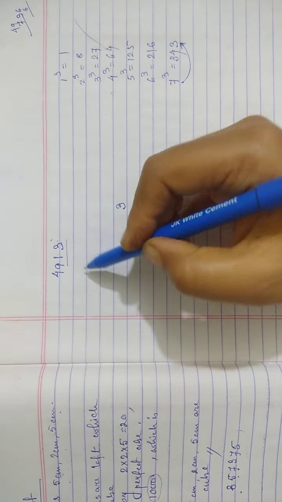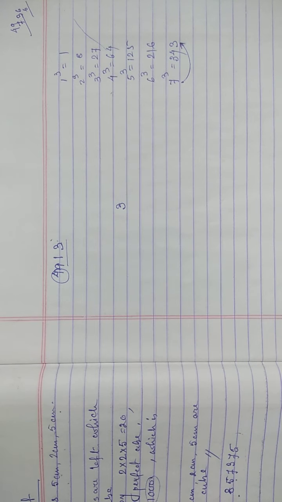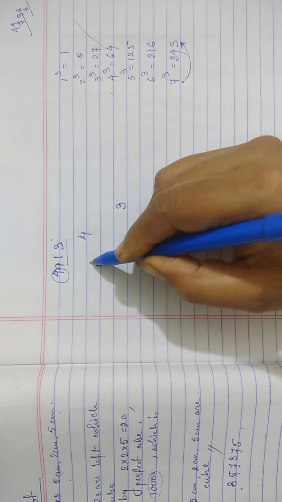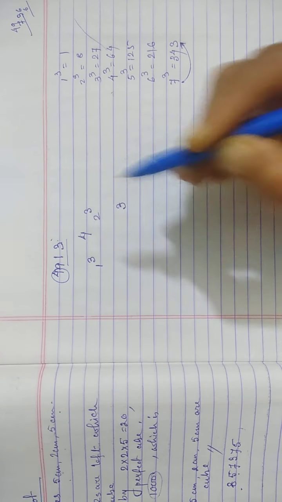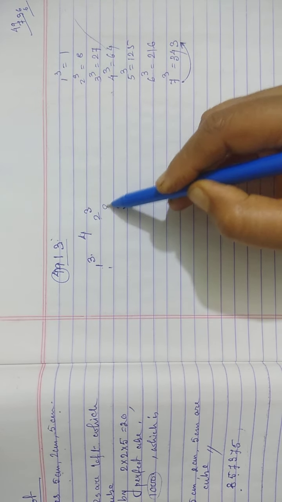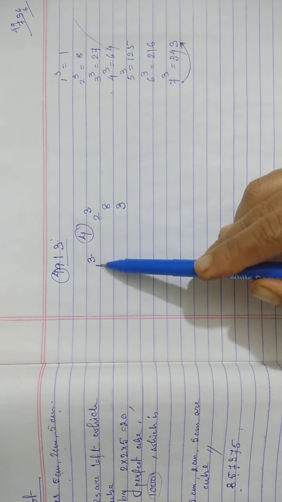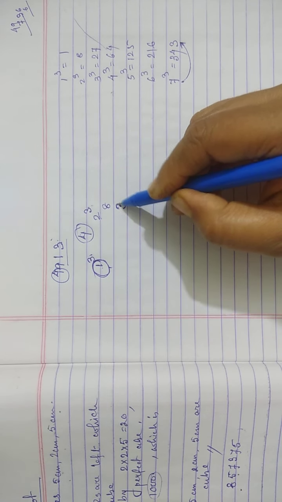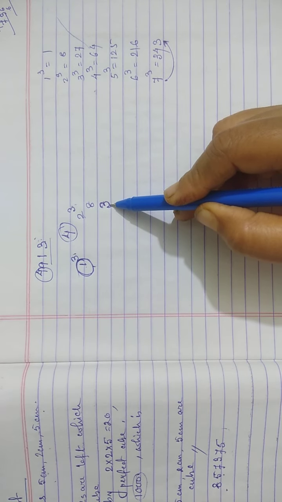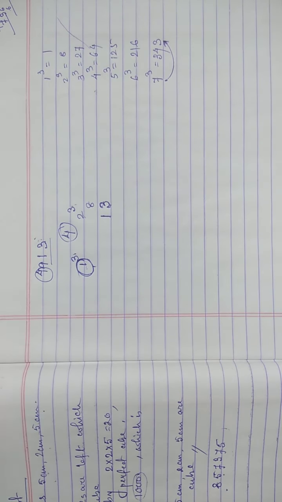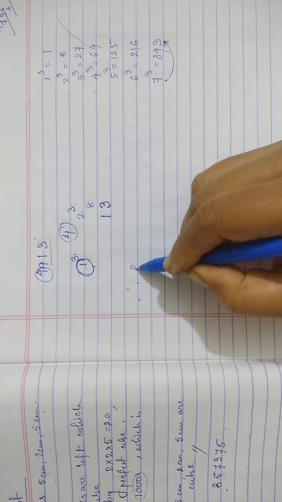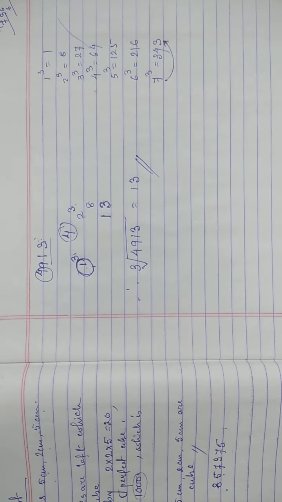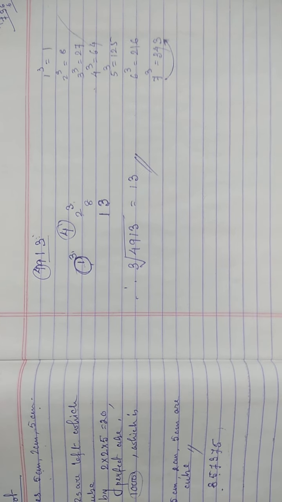Clear? Second group is 4. 4 is in between 1 cube and 2 cube, because 1 cube is 1 and 2 cube is 8. So which number do you take? This 1 you have to take. So for the first group you find the digit 3, and for the second group you find 1. Therefore the cube root of 4913 is equal to 13. So like that you can find the cube root without factorization.